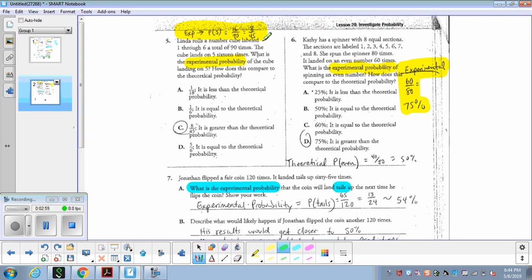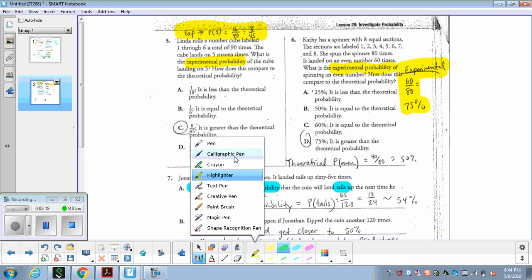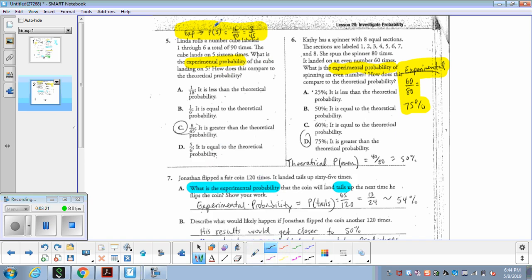Linda rolls a number cube labeled 1 through 6 a total of 90 times. The cube landed on the number 5 16 times. So I've got the results, the experimental probability of landing on a 5. It happened 16 out of 90 times. It asks what's the experimental probability of that happening and how does this compare to the theoretical probability. Now I want to remind you guys that the chance of us landing on a 5 would just be a 1 out of 6 chance.